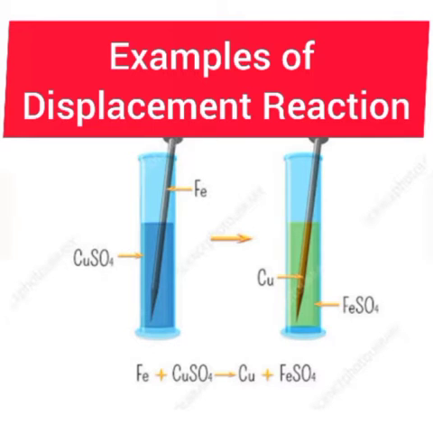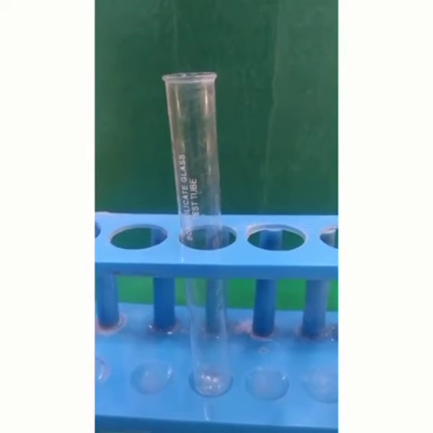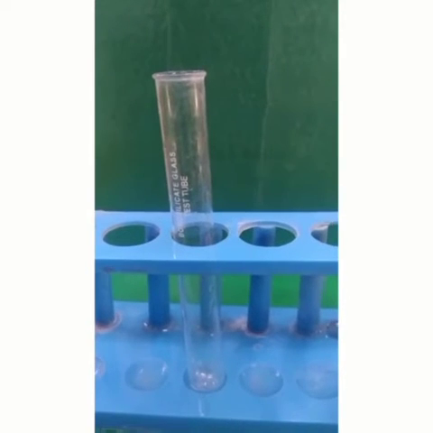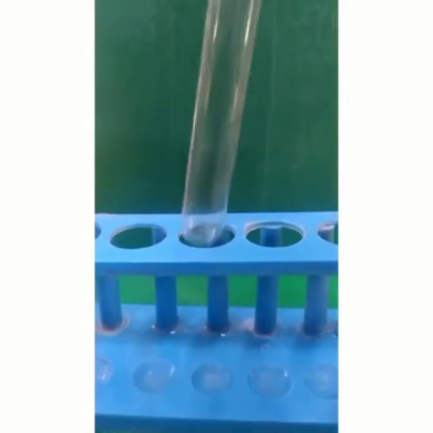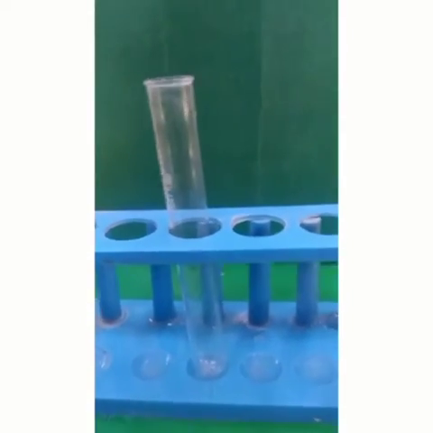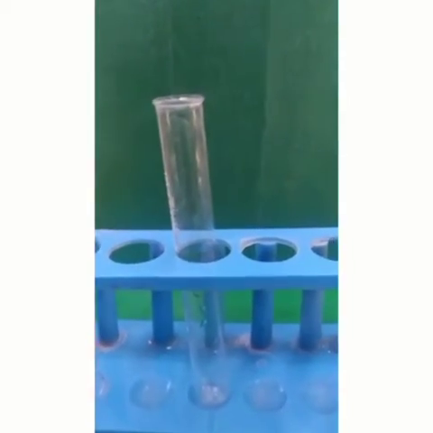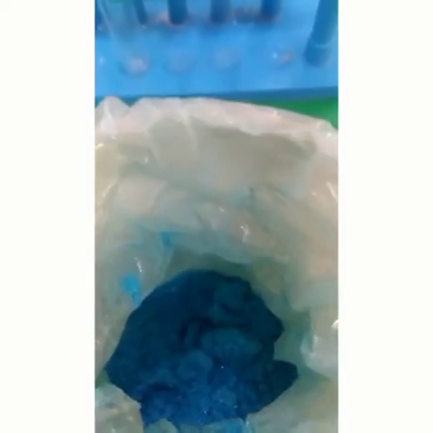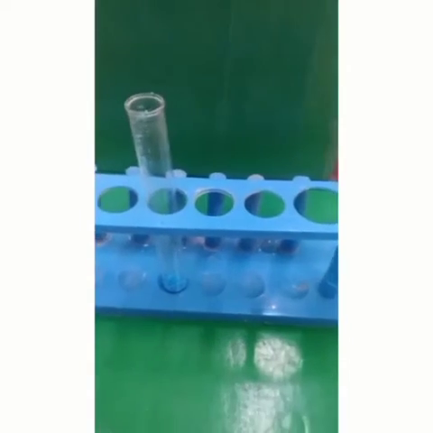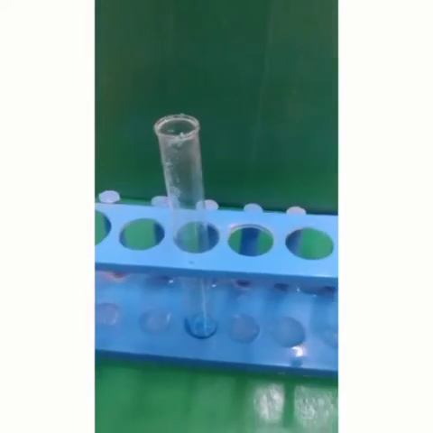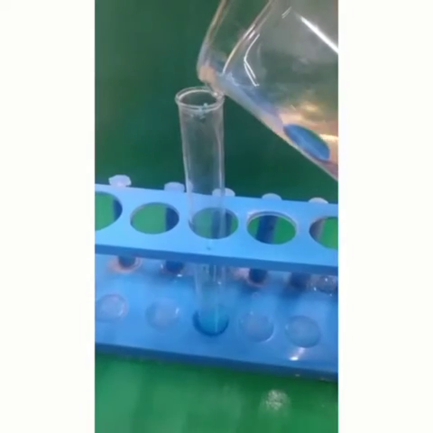with copper sulfate. Let us start the reaction between copper sulfate and iron filings. First of all, we have taken a test tube. In this test tube, I'm adding copper sulfate. If you see, the copper sulfate solution is blue. With the help of a spatula, I'm taking copper sulfate and adding it into the test tube. Now, to make a solution, I'm adding water to it.